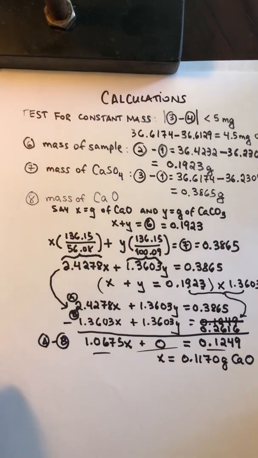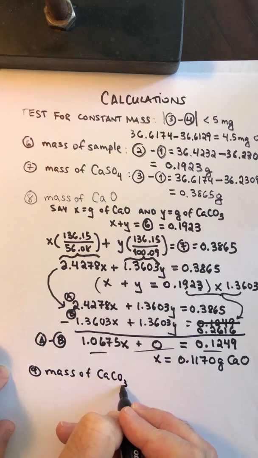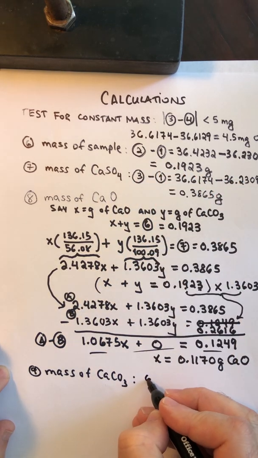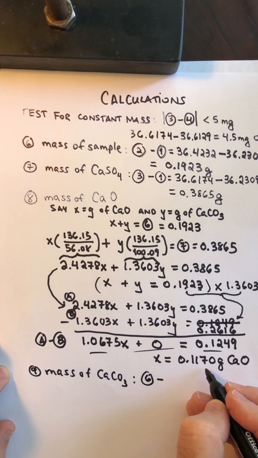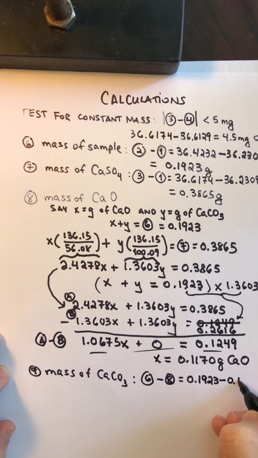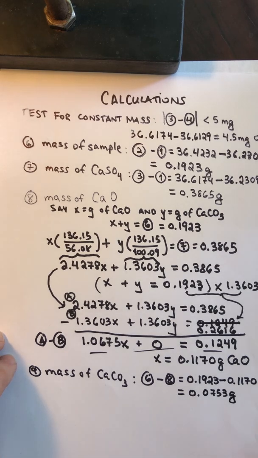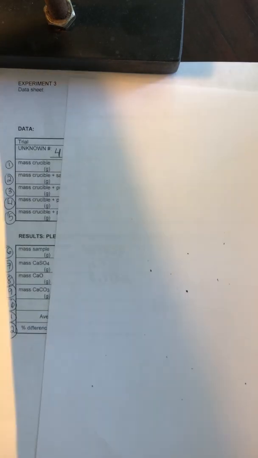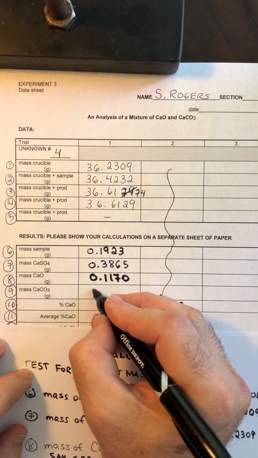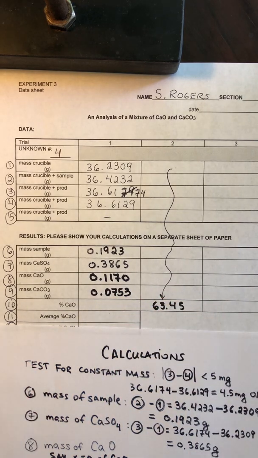And of course, to find the mass of calcium carbonate, item number 9, well, by conservation of mass, if we started out with sample 6 and we had out of that 0.1170 grams, we subtract the number in 8. So we have 0.1923 minus 0.1170, and that equals 0.0753 grams. That is the mass of calcium carbonate. Let's go ahead and put that in our sheet here. All right, so we have here 0.0753, and that was the mass of our calcium carbonate.